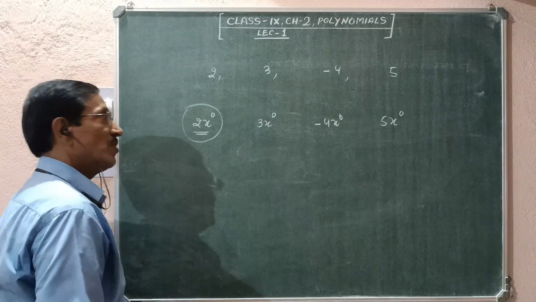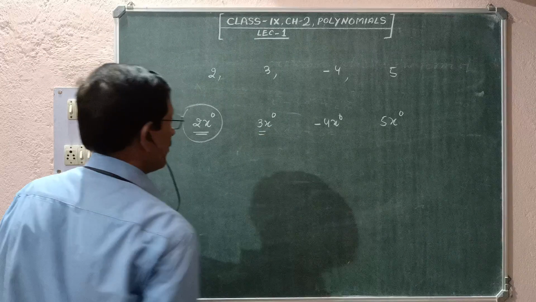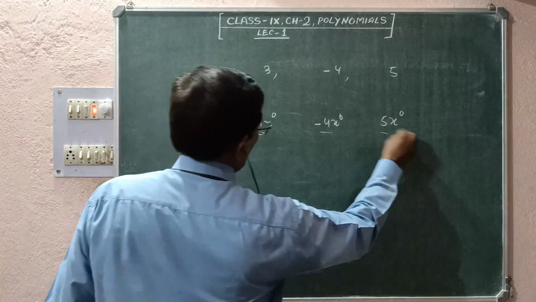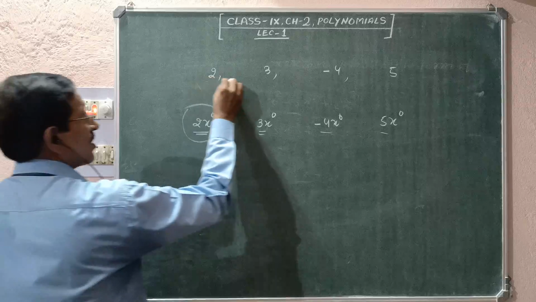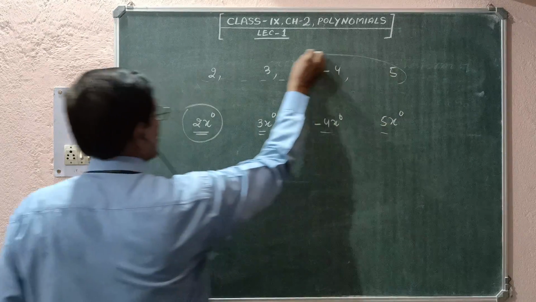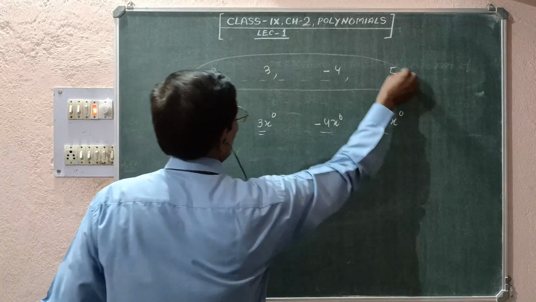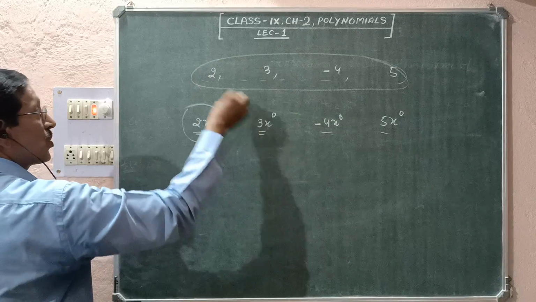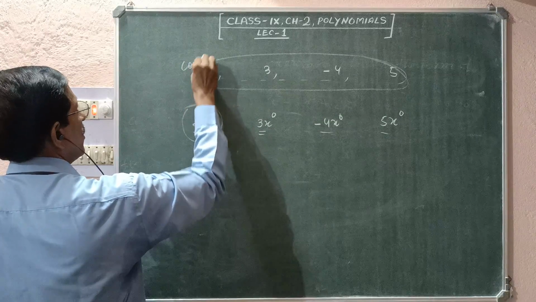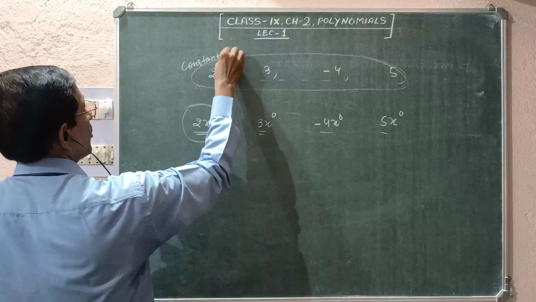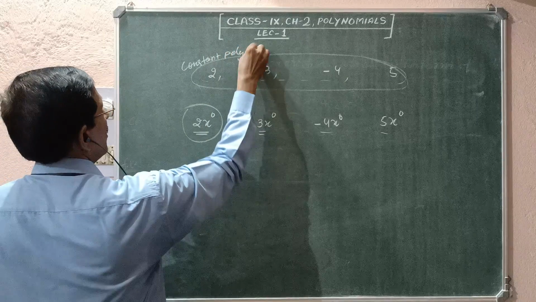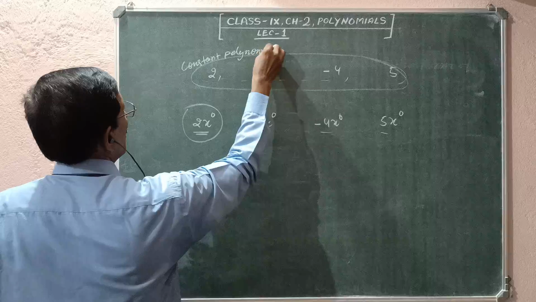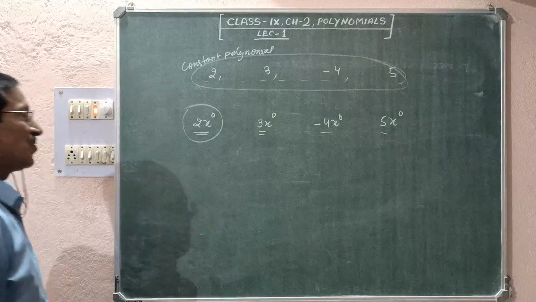This is a polynomial in one variable. This is also a polynomial in one variable. So all are polynomials. So we can say all the constants, that means all the numbers, all the real numbers are polynomials, and they are known as constant polynomials, because we can write them in the form of polynomials.